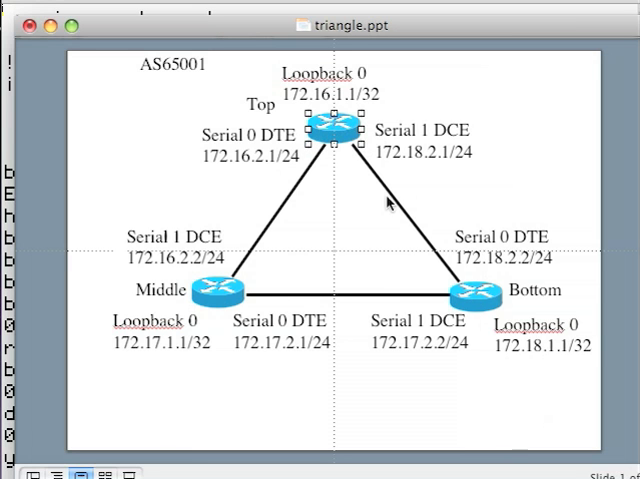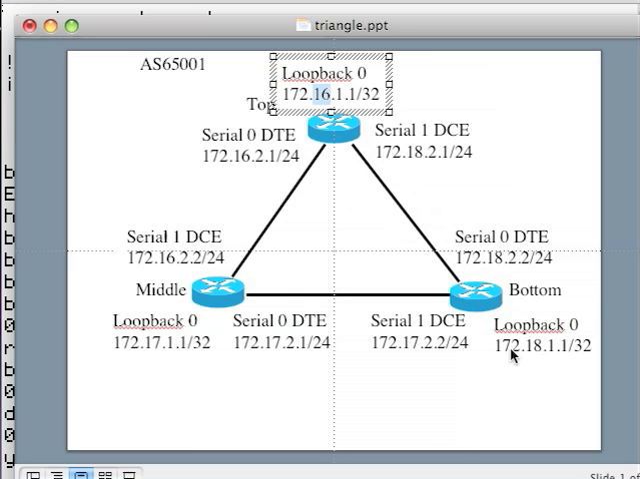I lost my physical link, but the traffic can still flow through my autonomous system. The only way the traffic can flow through my autonomous system is if the routing information got from the top router to the bottom router. And since that's iBGP, the only way the routing information is going to get there is if the neighbor relationship is still up. Well, if the neighbor relationship was between the physical IP addresses, then the neighbor relationship would be down right now.